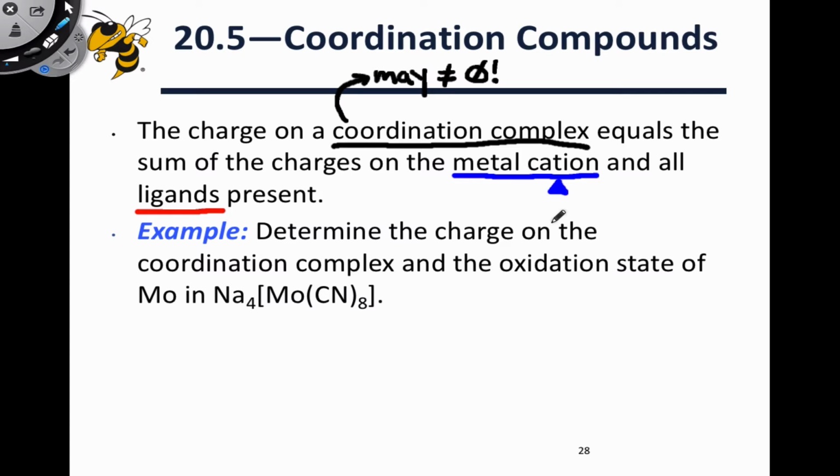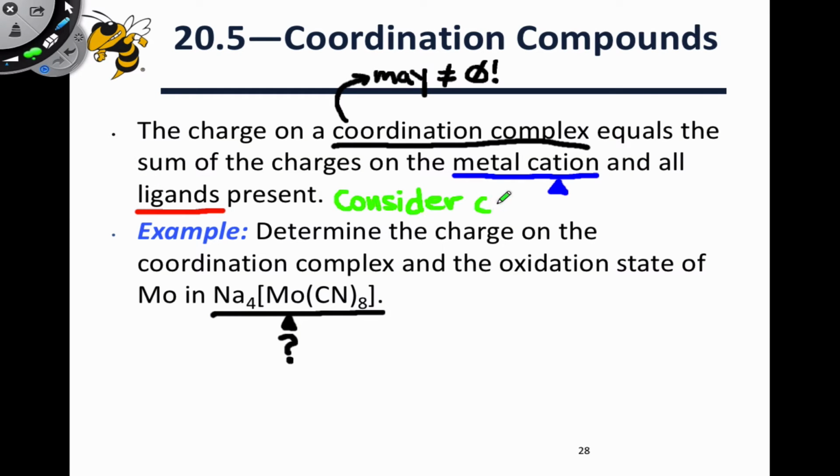Let's work through an example to determine the charge on the coordination complex and the oxidation state of molybdenum in the complex shown here. In this case, we should notice right off the bat that the charge on molybdenum is actually somewhat uncertain. Molybdenum is a transition metal that has access to multiple different oxidation states. So we also need to, in this case, consider the counterions.